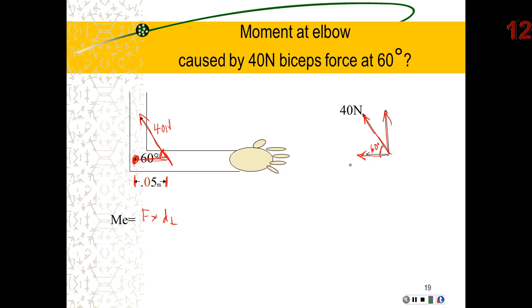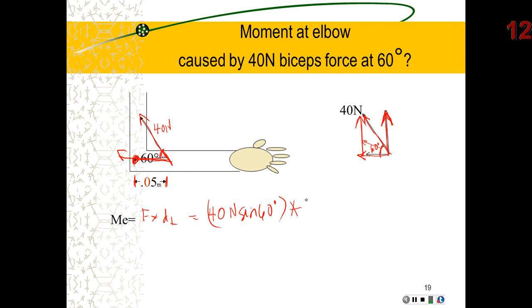If we look at these, our x component will travel directly through the elbow joint. It does not create a rotation. It creates a compression on our elbow joint, which is not what we're interested in right now. We're interested in rotation, so this y component creates a rotation. Our y is opposite of the 60 degrees, and opposite is the sine function, so our force here is 40 newtons times sine of 60 degrees.